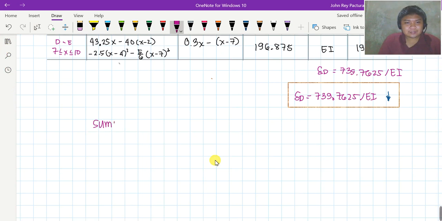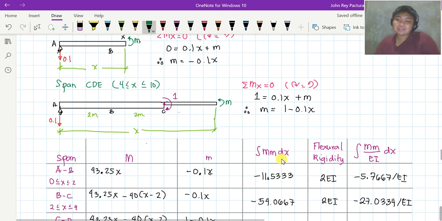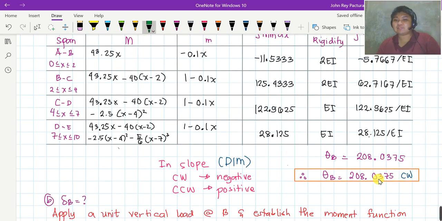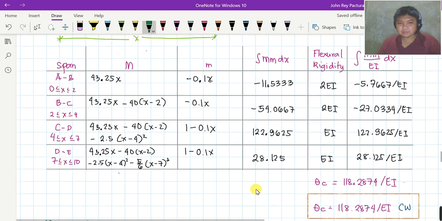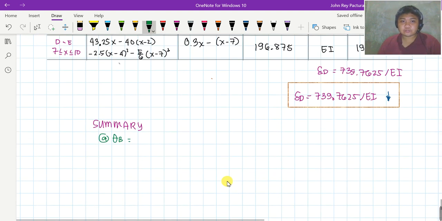So to summarize, yung unang tanong is the slope at B. Tapos, ang value niya, nakuha na natin siya in tabular. Maganda kasi ang tabular, class, kasi organized ang solution natin. So, 208.0375 clockwise. So, ilagay natin yung direction. 208.0375 clockwise. Haba ng solution, no? Over EI, syempre. Clockwise. So, yung pangalawang tanong is the deflection at B.